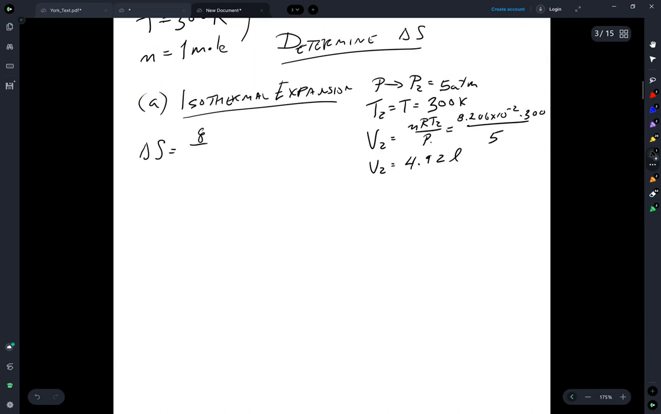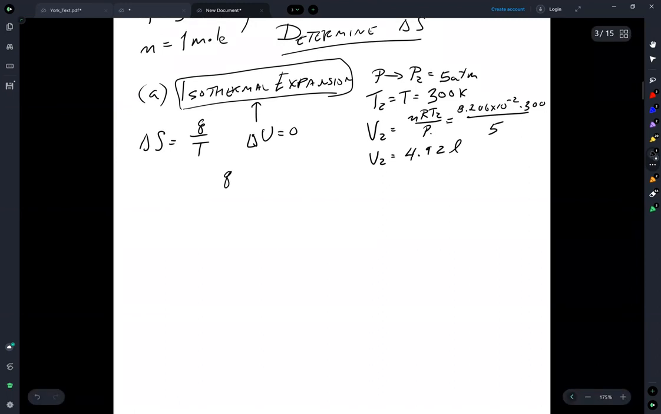Well, our delta S is the heat flow divided by the temperature. Because it's isothermal, we know that delta U is equal to zero. And we also know that W equals Q, which equals NRT natural log V2 over V1, which is equal to NRT natural log P1 over P2.